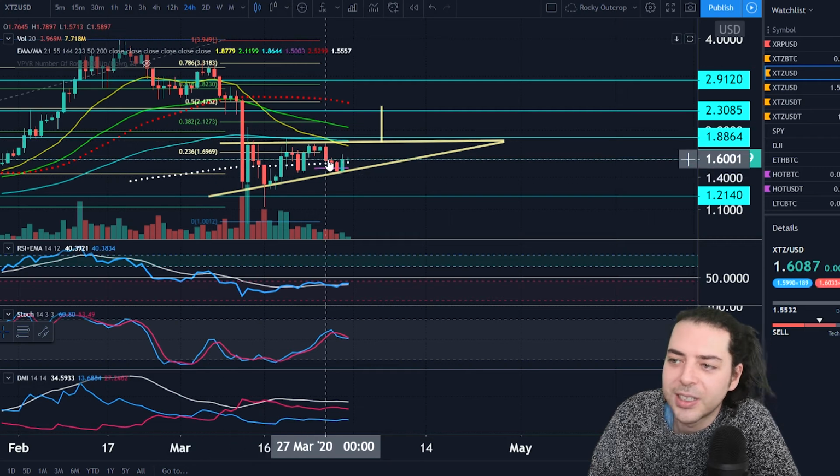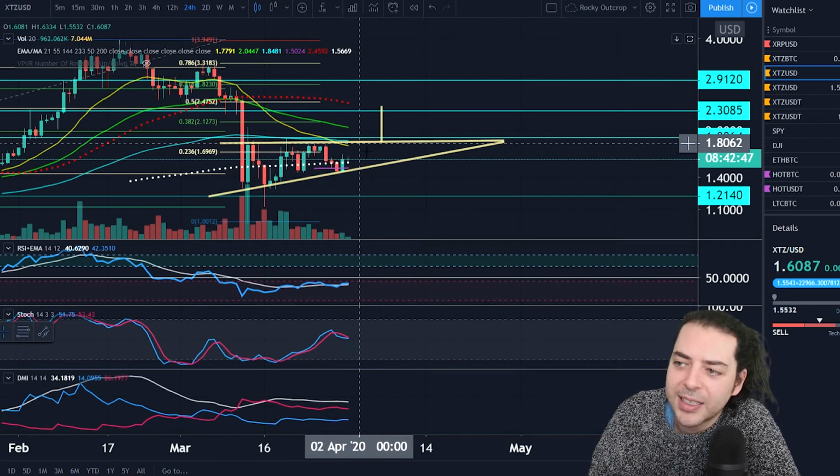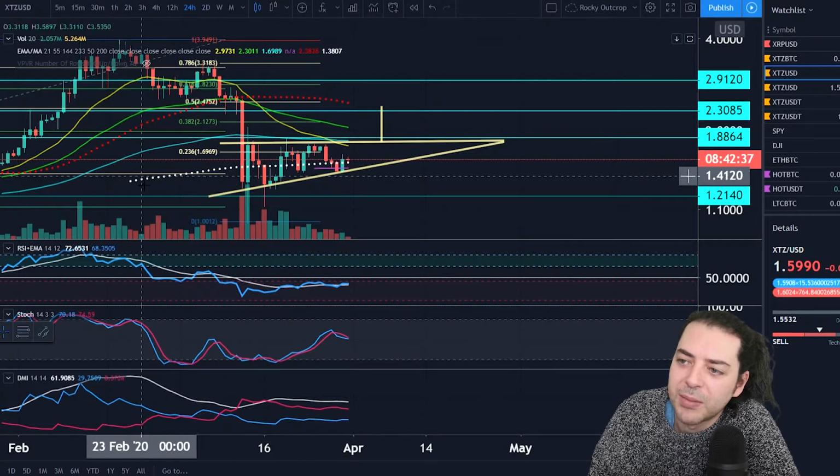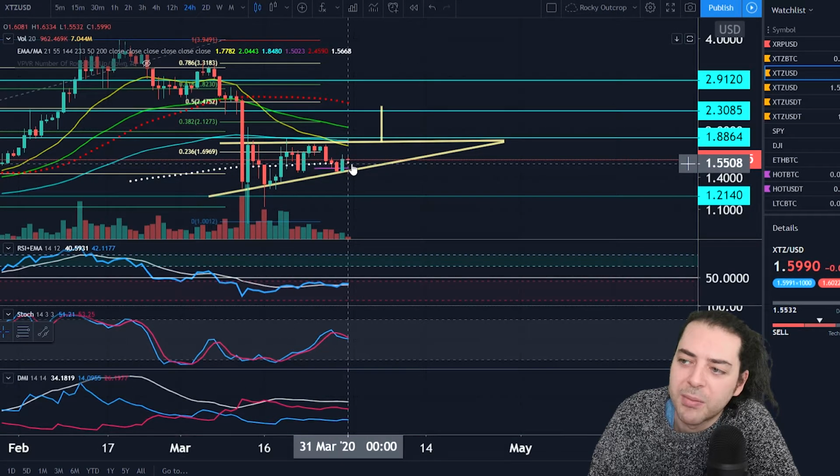And here we are. So let's start off on the triangle and say, okay, this is an ascending triangle over here, and we could potentially be looking up towards the 21 EMA in there at $1.70. As we know, we're just above the 24 hour 200 EMA, which is maybe important to start bringing into consideration.